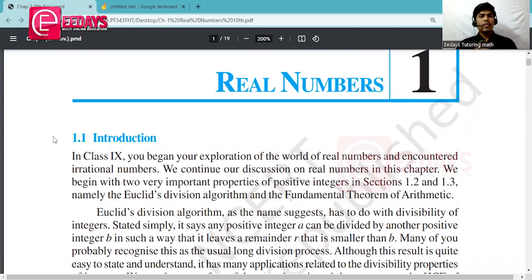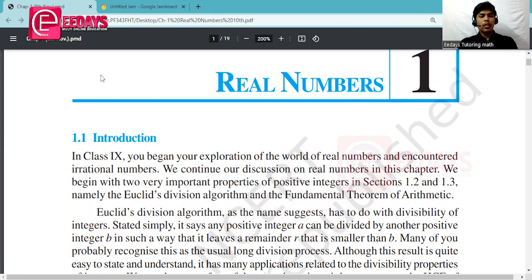Yeah. So today we are going to start real numbers. Before that, you need to know, this is the first chapter in class 10. So before that, you need to know about the basics of real numbers. The real numbers are a branch of the number system. Number system you already learned in the previous classes. So we have different types of numbers: natural numbers, whole numbers, integers, rational numbers, irrational numbers. All these numbers we already learned in the previous classes.